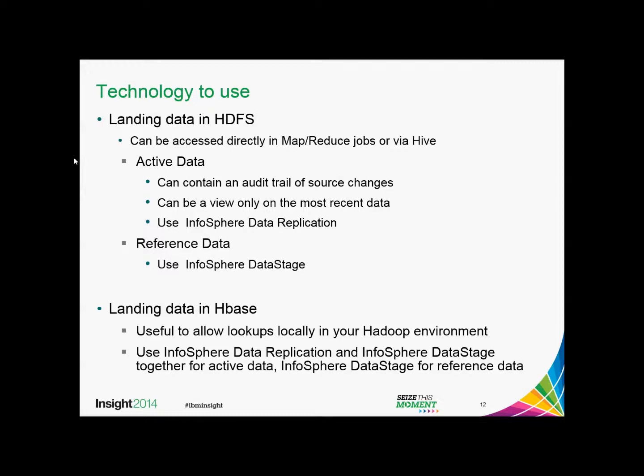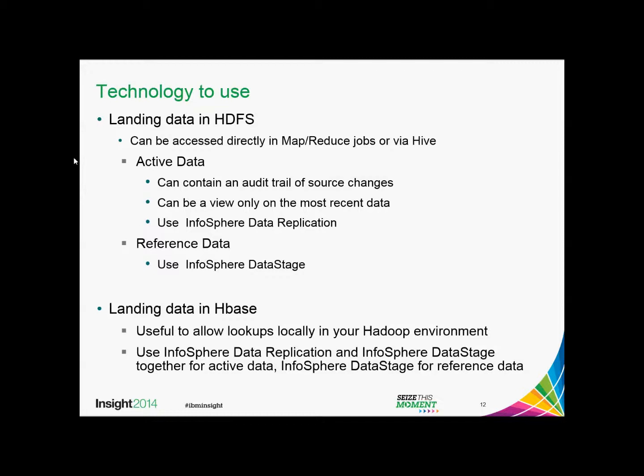The technology to use here, there are really 2 different places to put the data into Hadoop. Landing it in HDFS allows you to work directly with MapReduce or via Hive. For the active data, this data that changes as your business operates, it's useful to have an audit trail of the change that occurred. So not just what the data currently looks like, but what has changed through the course of the day, through the week, through the months. If you only care about the current state of the business, you can use the power of MapReduce, you can use Hive to create a view on that data that hides the archive, the audit trail.